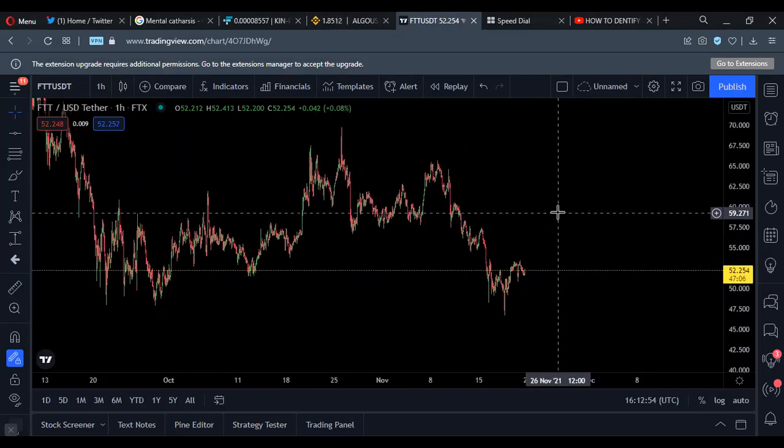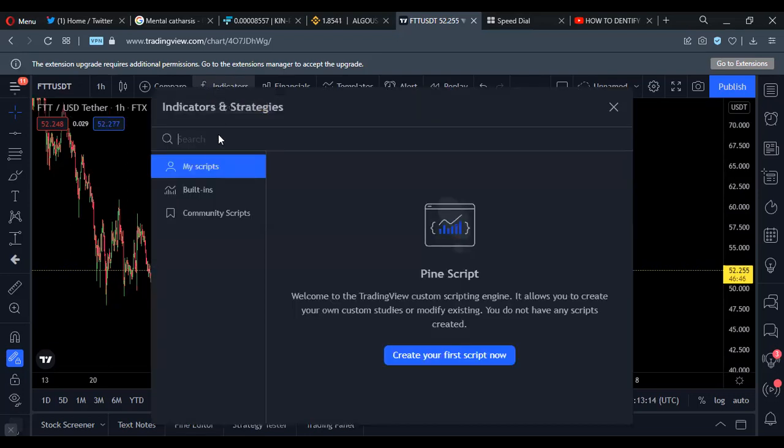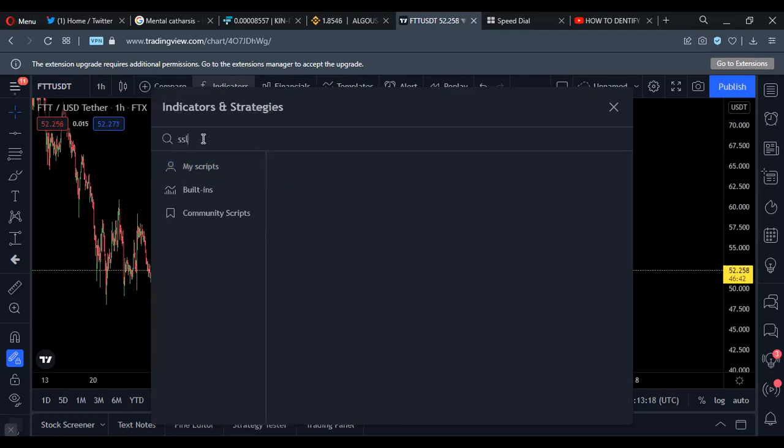As I equally listed, we have two indicators. We'll be using the SSL channel, and then we'll be using the exponential moving average, the 50 EMA. To get these two indicators, you go to this place that says FX indicators, tap on it. The first indicator we'll be using is the SSL channel.